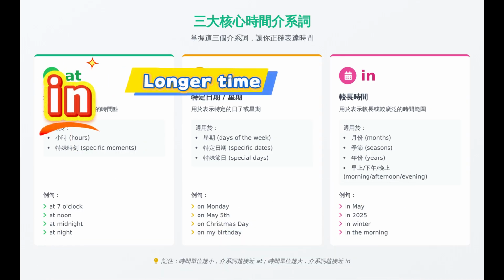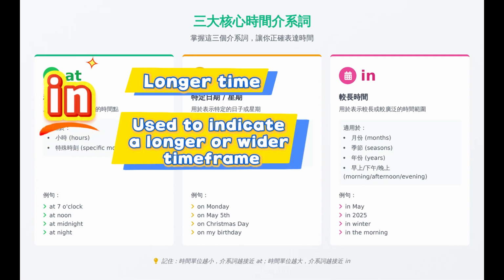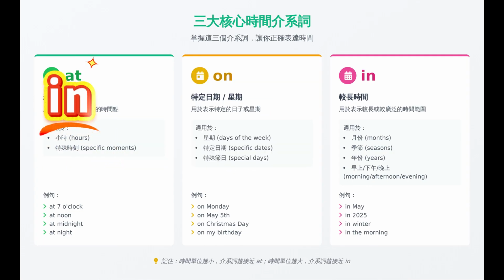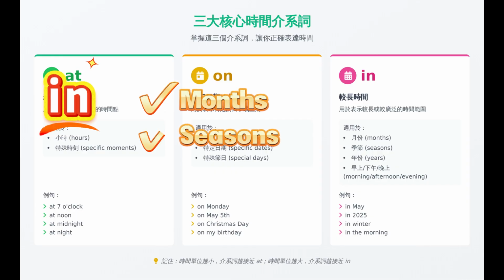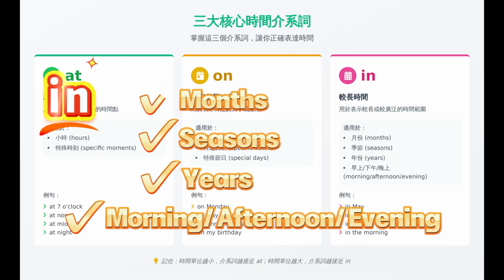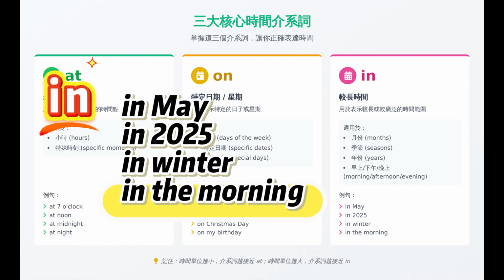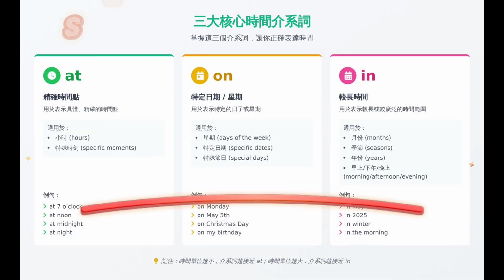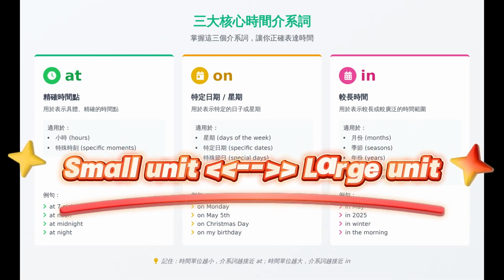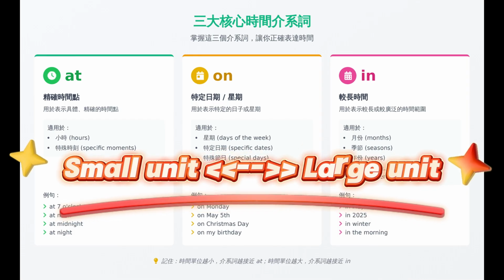In, longer time, used to indicate a longer or wider time frame, applicable to months, seasons, years, morning or afternoon or evening. Examples: in May, in 2025, in winter, in the morning. Remember, the smaller the time unit, the closer the preposition is to at. The larger the time unit, the closer the preposition is to in.